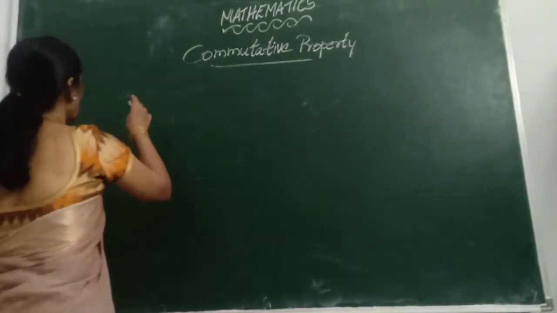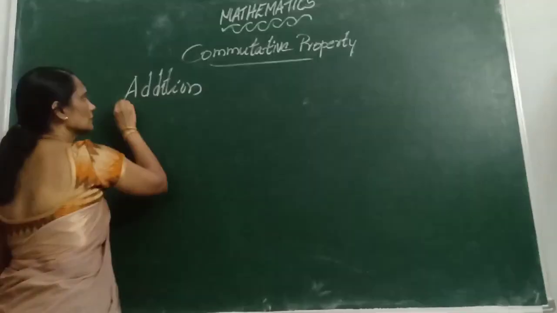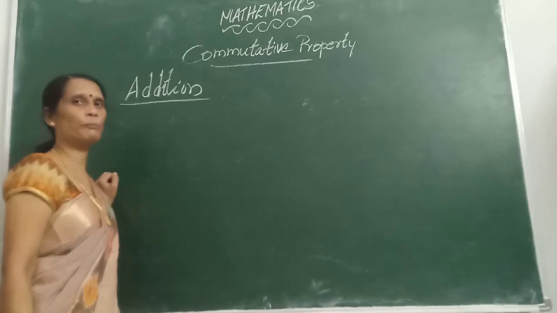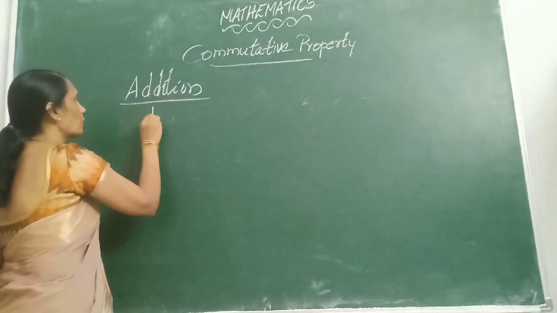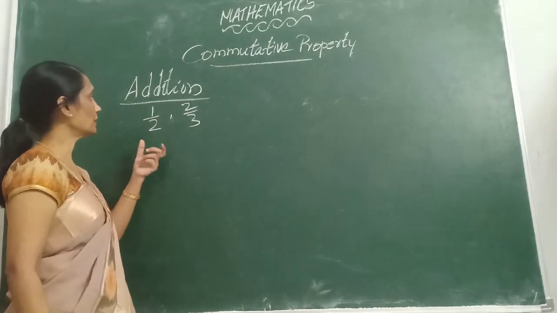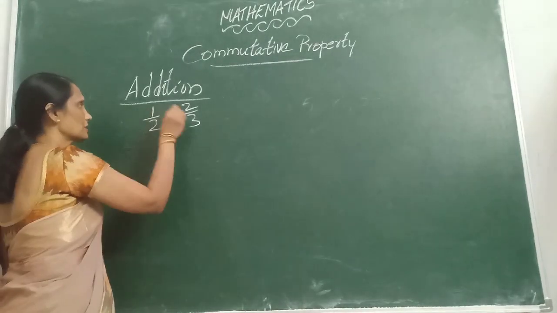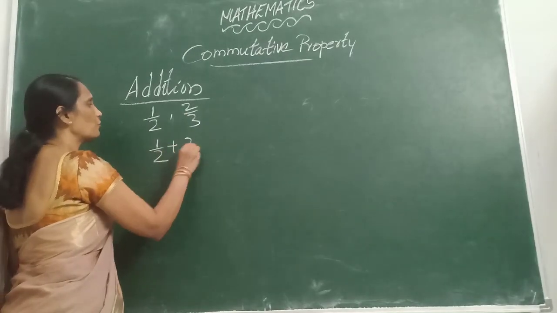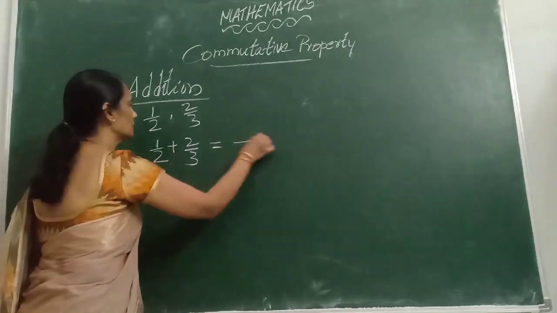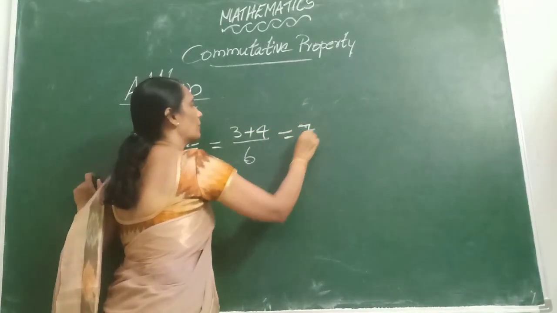First of all, let's start with addition of rational numbers. Let us check the commutative property with the help of a pair of numbers. Let us take 1 by 2 and 2 by 3. We have to see whether 1 by 2 plus 2 by 3 is equal to 2 by 3 plus 1 by 2. Let us start first. 1 by 2 plus 2 by 3 is equal to, we know that the LCM is 6, 3 plus 4, so the answer is 7 by 6.